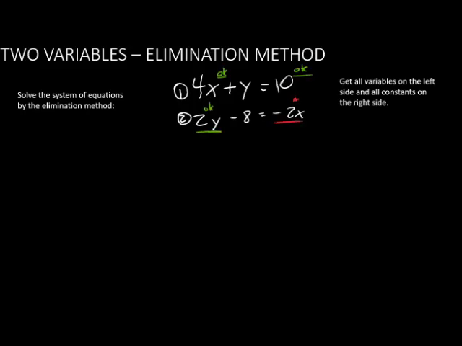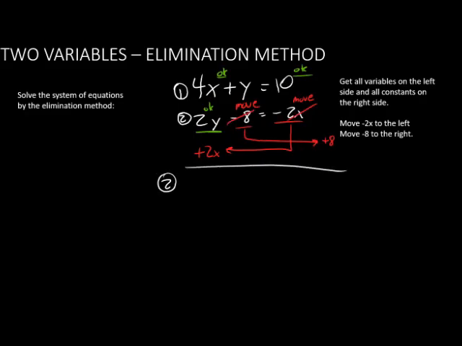This means this negative 2x will have to move. This also means this constant, negative 8 that's on the left, will have to move as well. When you move the negative 2x to the left, it will become positive 2x. Likewise, when you move the negative 8 to the right, it will become positive 8. So now our new line 2 will have the 2y we already had on the left, plus 2x equals 8. This is our new line 2.